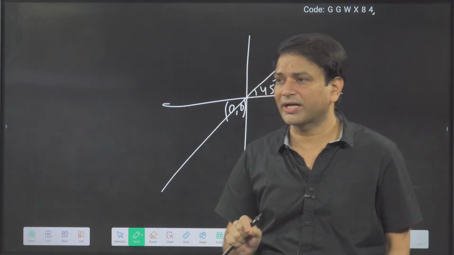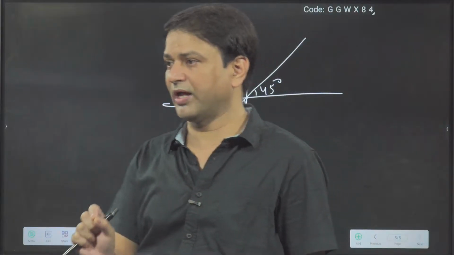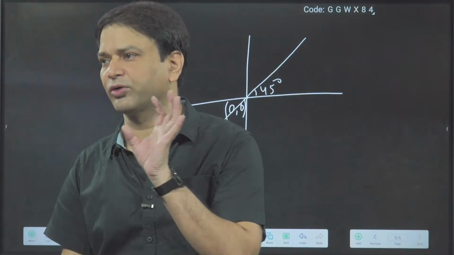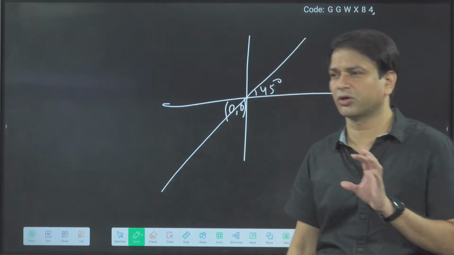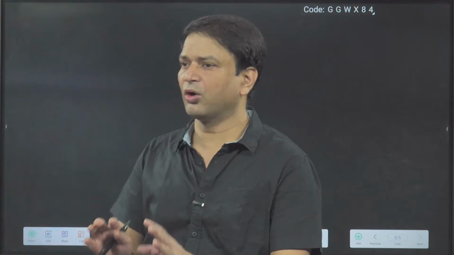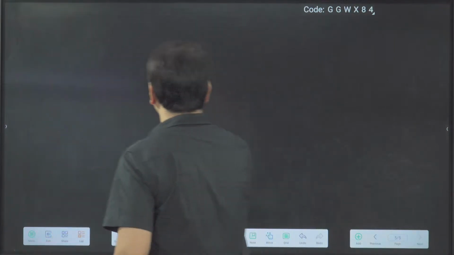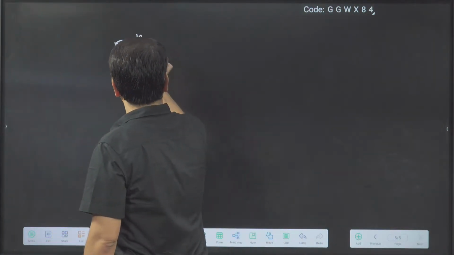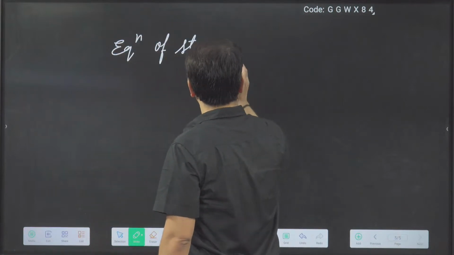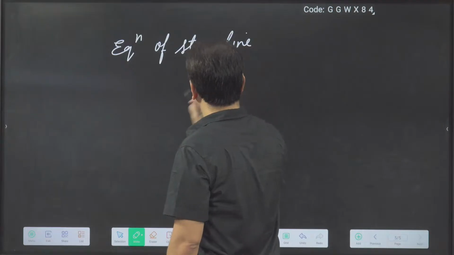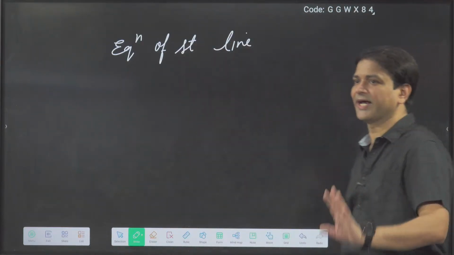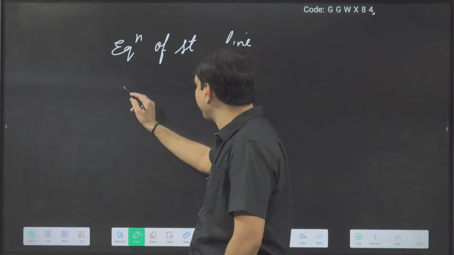Okay, so what I said is, we will either have 2 points, or 1 point and slope. Then we can write the equation of a straight line. Everybody got it or not? So if you have 1 point and slope, then what is the equation of a straight line? I am taking the slope as m and the point as x1 comma y1.